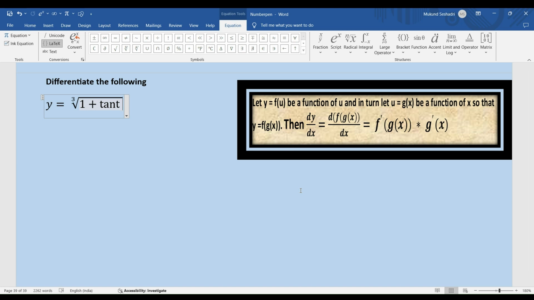So there we have the problem on the screen. Differentiate the following: y equals cube root of 1 plus tan t. So our independent variable here is t, and we've been asked to find dy by dt.